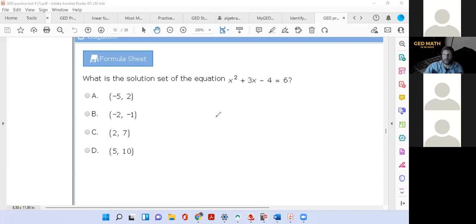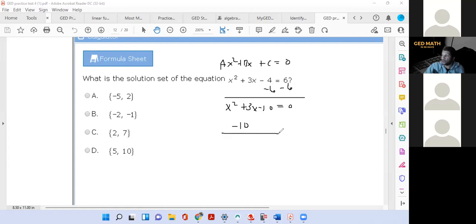let me solve this by factoring first. Okay. So what I notice is this is not in standard form. How do I know it's not standard form? Because it's not equal to 0. So the first thing I'm gonna do is I'm gonna subtract 6 from both sides. I get x squared plus 3x minus 10 is equal to 0. Minus 4 minus 6 is minus 10. 6 minus 6 is 0. Now I'm in standard form.